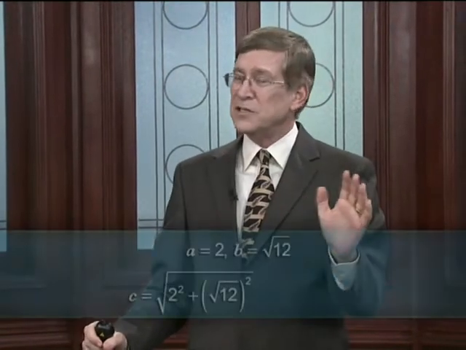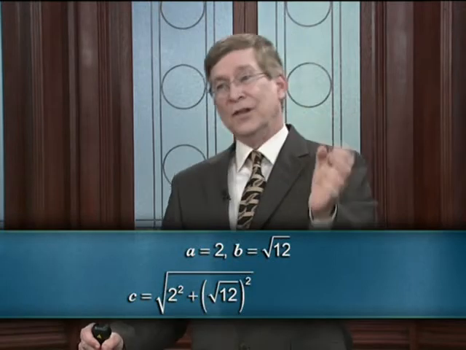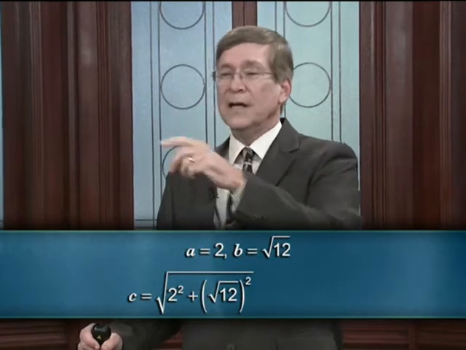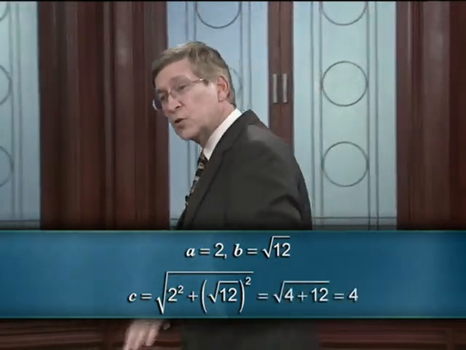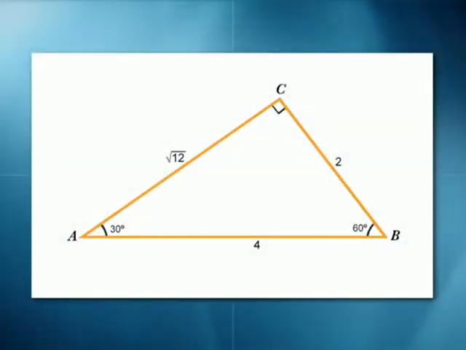So what's the side opposite angle C? Well, we can use the Pythagorean theorem. We don't have to be fancy. We can just go square root of 12 squared plus 2 squared, and that equals 16. Square root of 16 is 4. Now we have all three sides. Square root of 12 and 2 are the legs, hypotenuse 4. And by the way, what's the angle at B? 60 degrees, and in fact it adds up to 180. Okay, we've solved this triangle.